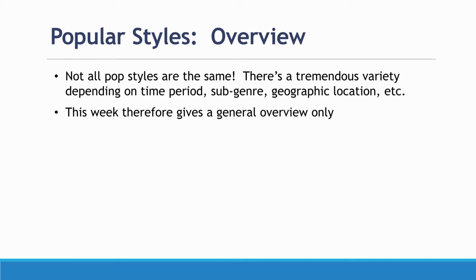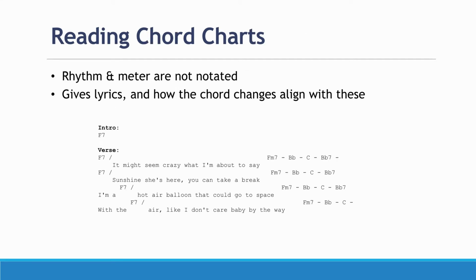Let's get started. Today we're going to look specifically at how to read chord charts. Chord charts are basically a representation of music where rhythm and meter are not specifically notated, but you get the lyrics and then you're also given the chords and how those line up in comparison to the lyrics. I have an example on screen for you right now.